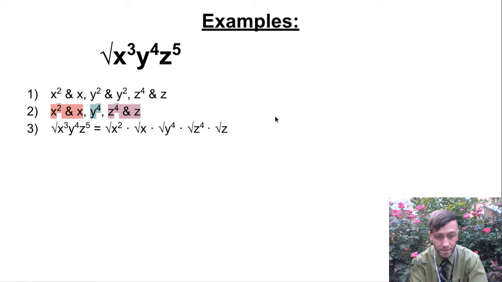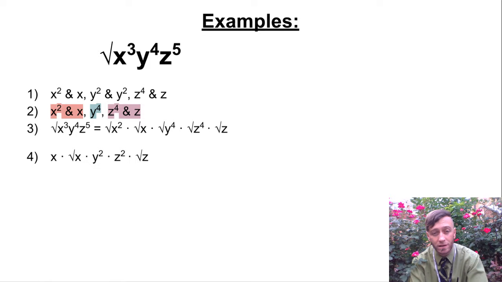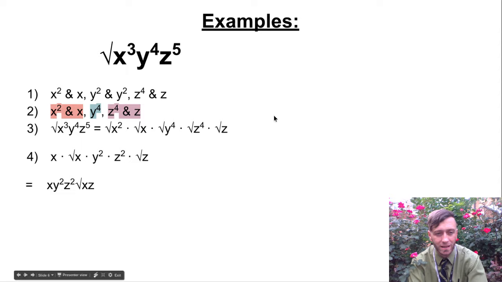of square roots. Square root of x squared times square root of x times square root of x to the fourth times square root of z to the fourth times square root of z. Anything that can be square rooted, we do. So I get x times square root of x times y squared times z squared times square root of z. Combine all my factors outside the radical and combine all the factors under the radical to get x y squared z squared square root xz.